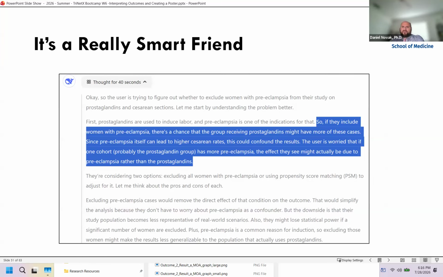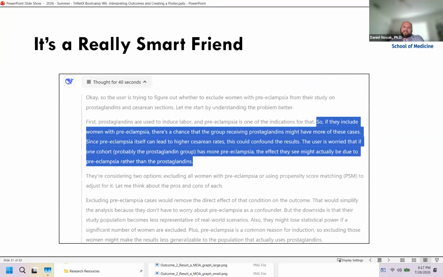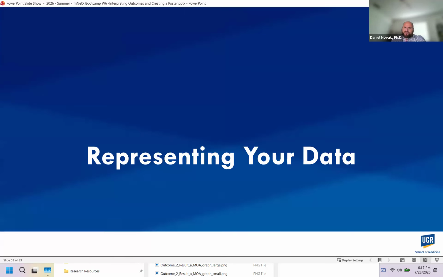And you can see it's a really smart kind of friend, right? And it said users worried that if one cohort, probably the prostaglandin group, has more preeclampsia, the effect they see might actually be due to preeclampsia rather than prostaglandins. That's really useful. And then you can critically assess its chain of logic. That actually is exactly one of the things I was worried about. But you can critically assess this chain of logic really easily with this tool.